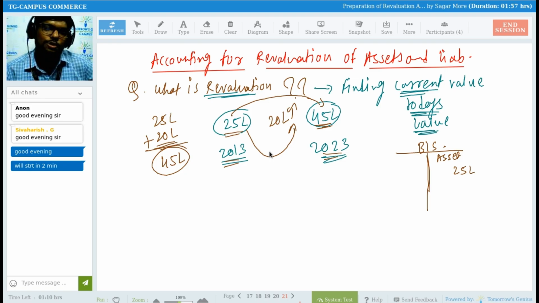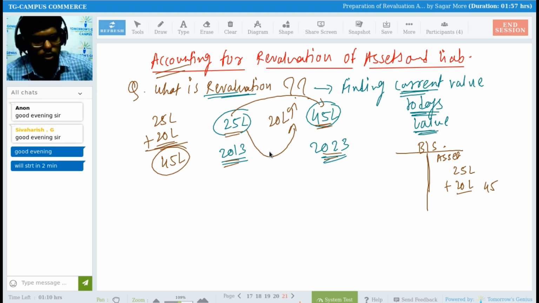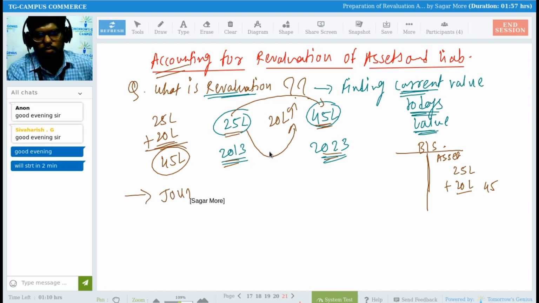But sir, it's accounts, no? It's not maths that we can add. We can directly do like this, 25 plus 20, then I get the answer 45 lakhs. Sir, in accounts, what is accounting, sir? In accounts, whenever you want to increase or decrease the value of any asset or liability, you have to pass a journal entry.